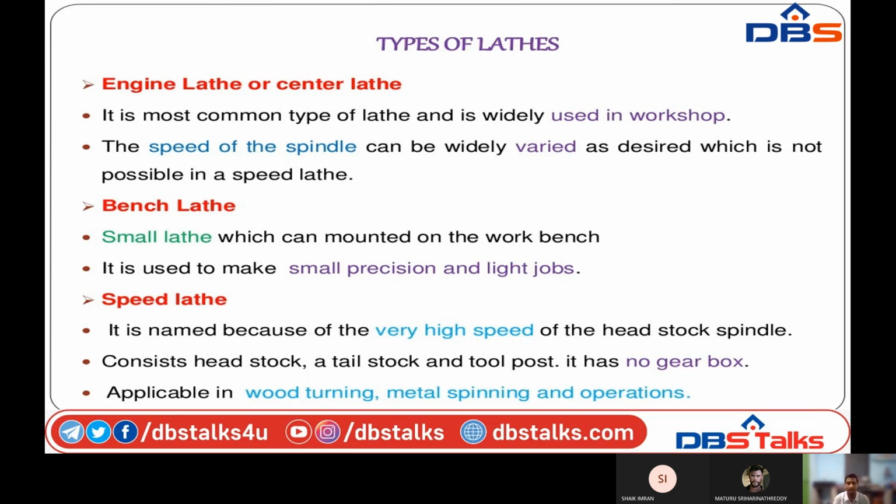Next, speed lathe. It takes its name from the very high speed of the headstock spindle. It consists of a headstock, tailstock, and tool post. This speed lathe has no gearbox, so there is no engaging of gears. These are used for wood turning and metal spinning operations.